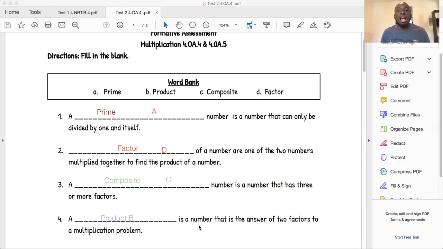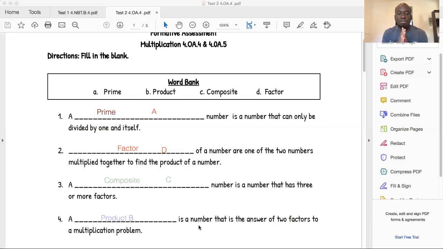So there you go. A prime number is a number that can only be multiplied or divided by one and itself. A factor is two numbers that can be multiplied to get a product. For example, to get to 15, 1 times 15 equals 15. So 1 and 15 are factors of 15. Number 3, composite numbers are numbers that have more than one way to get to that number.